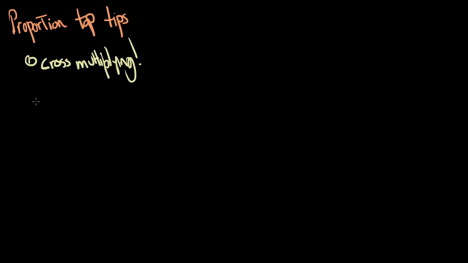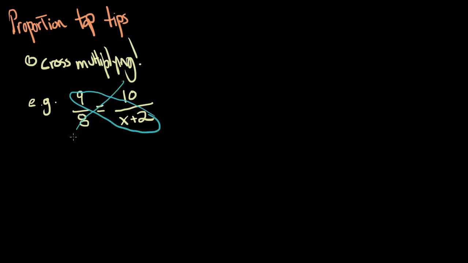Keep that in mind. So I'm going to give you the example. Let's just say we had 9 over 8 is proportional to, let's say, 10 over x plus 2. So we're going to cross-multiply this little equation. When we're doing that, I'm going to show you where kids go wrong. I'm going to show you a little bit slowly.